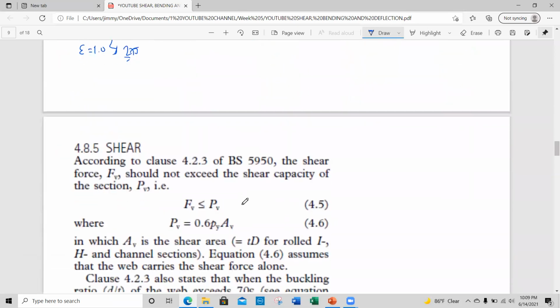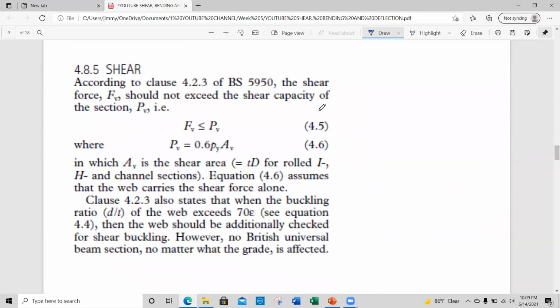Okay. And then you have here, of course, once we get the initial section, then we check the shear values. The shear force, or Fv, should not exceed the shear capacity. Of course, the capacity should always be bigger than the actual or the applied shear, or the shear force, for us to be safe. Where Pv is equal to 0.6 py Av.